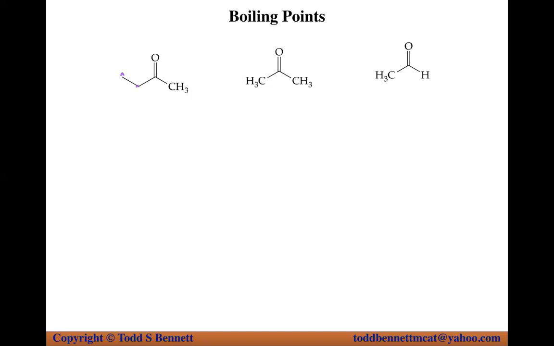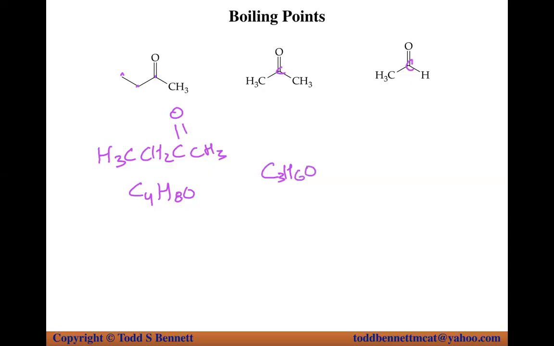So here and here represent carbons. That's a carbon. So this would be H3C, CH2, CH, C double bonded to O, CH3. There's a carbon in the middle. So this one is C4H8O, C3H6O, C2H4O.